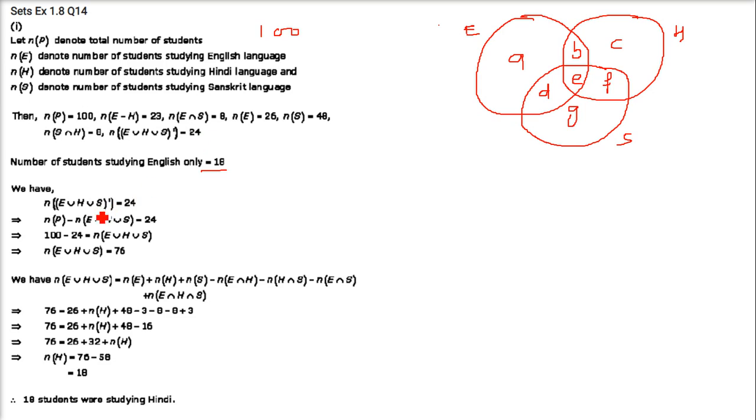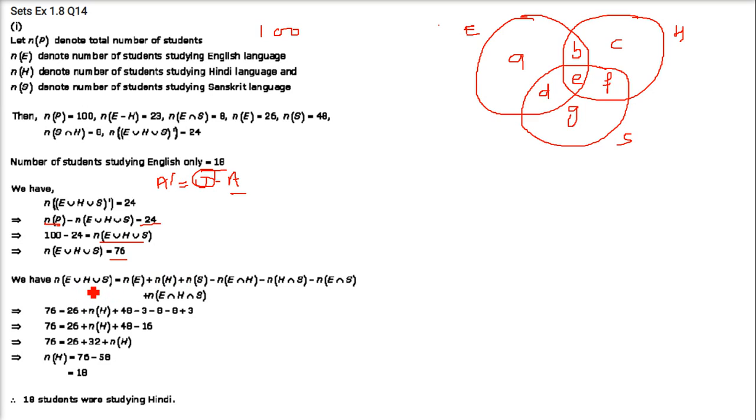So this is 24. So 24 is what? n of the complement of E union H union S. So a complement can be written as the universal set minus A. Always it can be written as that. So this can be written as U, that is n(P), that is total, minus n(E union H union S), where you just take off the complement. This is going to be equal to 24. So 100 minus 24, you bring it here. So E union H union S is 76.